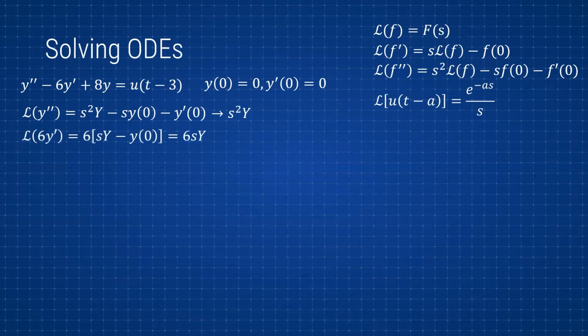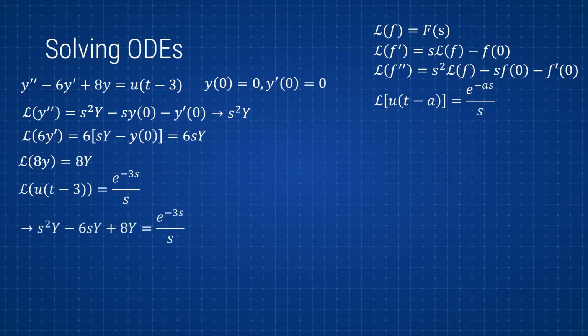For the Laplace of 6y prime, we can factor out the 6 and multiply it times the whole Laplace of y prime. The Laplace of y prime is s capital Y minus y of 0. But once again, because y of 0 is 0, we can remove it and we're only left with 6s capital Y. We then have that the Laplace of 8y is just 8 capital Y. And taking the Laplace of the unit step function in this case will be e to the negative 3s over s, as you can see in the formulas on the right.